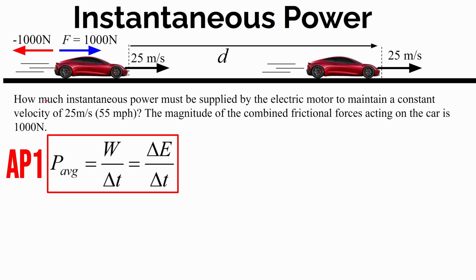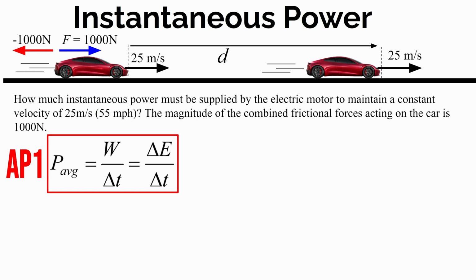Let's figure out how much instantaneous power must be supplied by an electric motor for an electric car to maintain a constant velocity of about 55 miles an hour, which is 25 meters per second, if the magnitude of the combined frictional forces acting on the car is about 1,000 newtons.